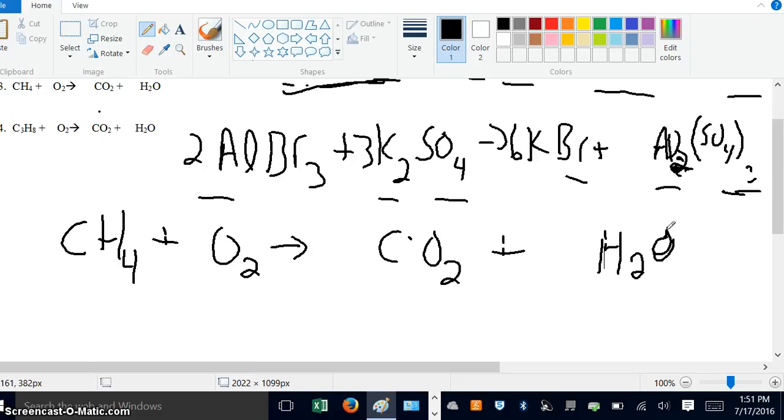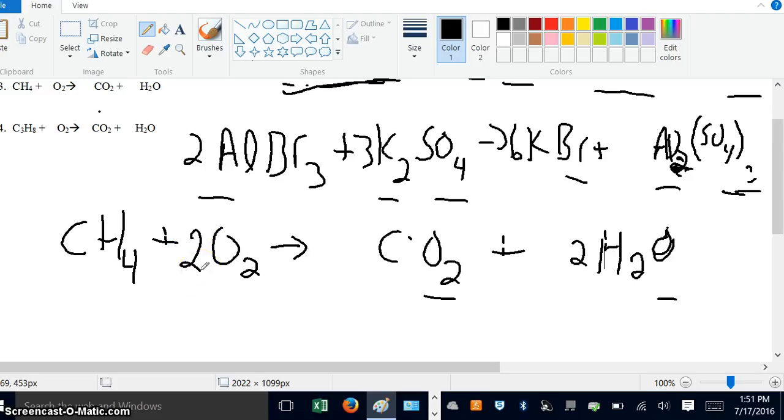So the carbons are already balanced, so let's start working on the hydrogen. On the left-hand side, there's 4 hydrogen. I need to put a 2 right here. So that gives me, well, that's a temporary 2. We might have to change that. Let's see, so that gives me 4 oxygens on the right-hand side, right? There's 2 here, there's 2 here, and so there's 2 on the left-hand side. So if I just put a 2 right here, that is balanced.